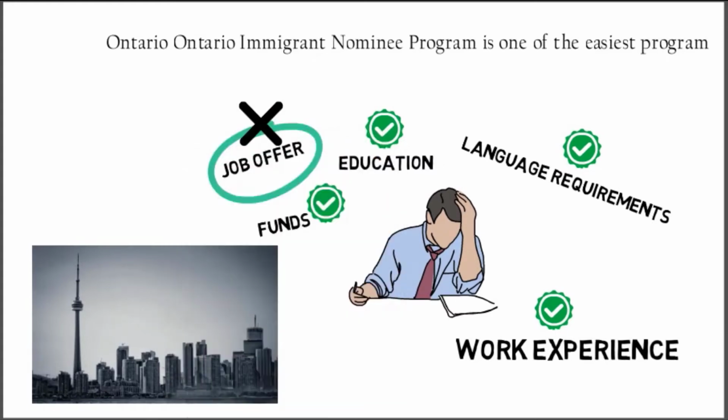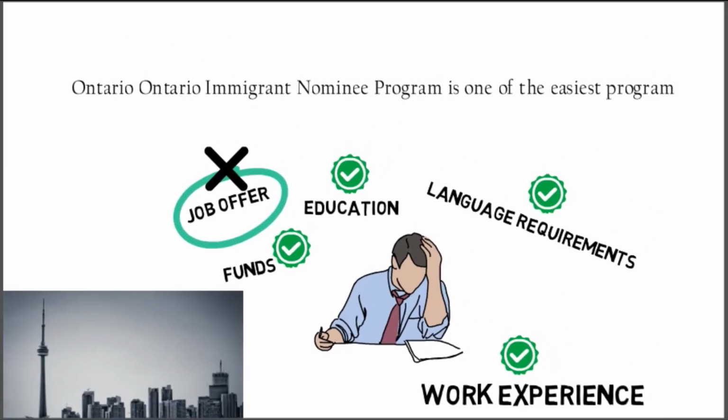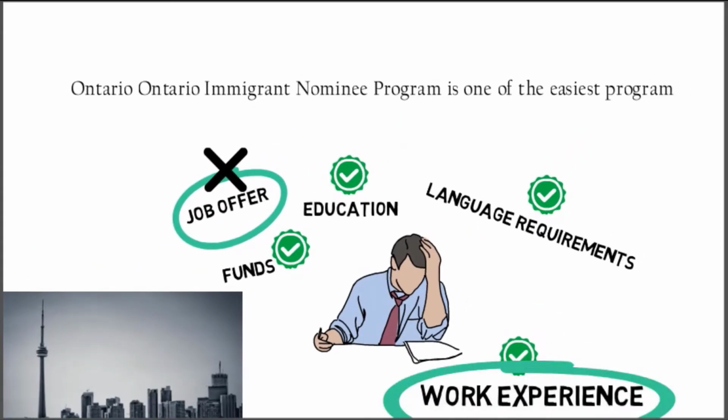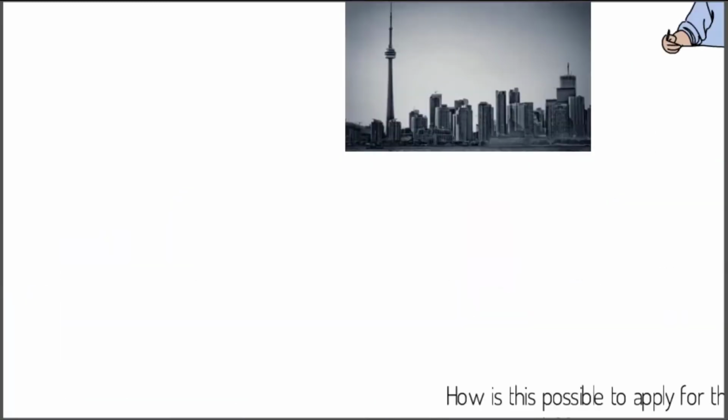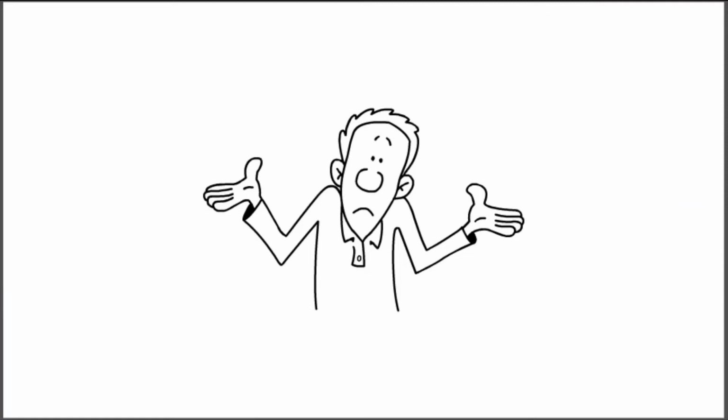A job offer is therefore not required, but you must have an active Express Entry profile and meet requirements set by Ontario, such as having work experience in targeted occupations or sectors. So now the question is how to apply for an application under this stream, and what is this?